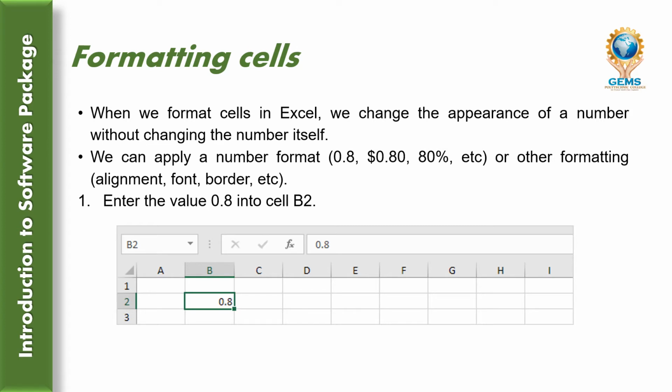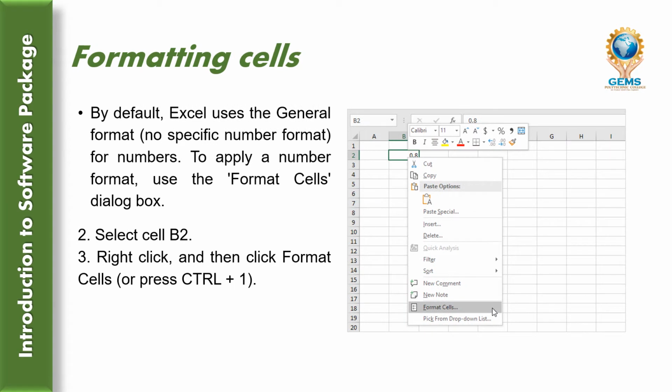This image shows that by default, Excel uses the General format. So there is no specific number format. It's a general format for numbers. To apply a number format, use Format Cells. What you have to do is right click on that 0.8 cell and click on Format Cells.